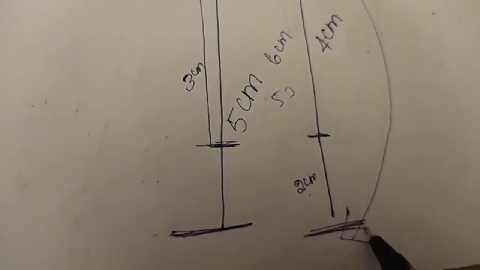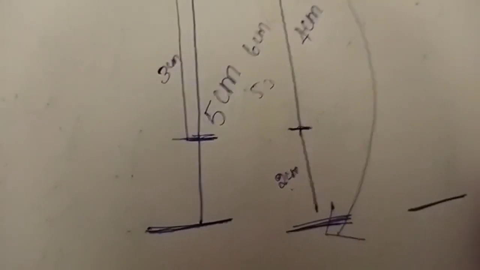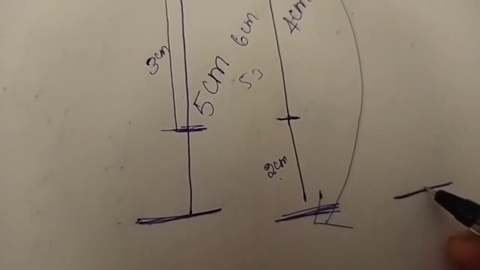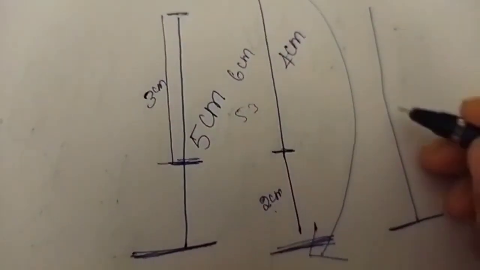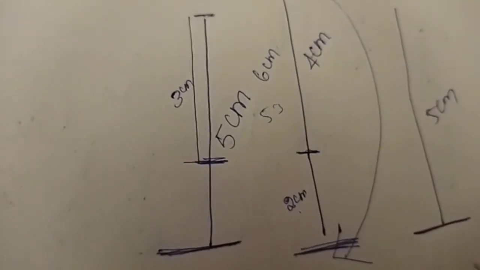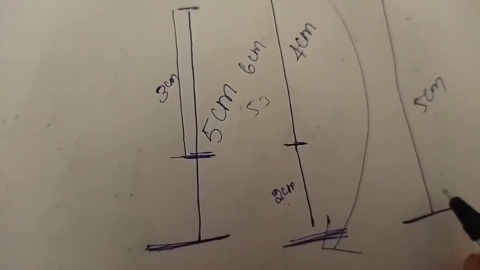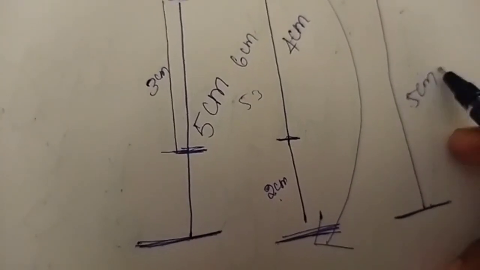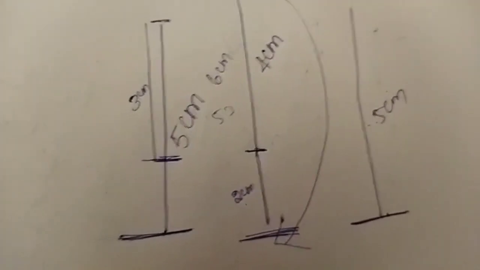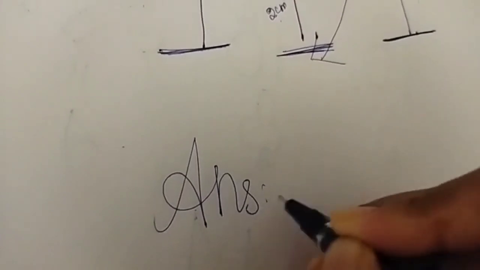Now it is given that it falls back 6 centimeter. Falling back 6 centimeter means it comes to the starting point again. So it is at the starting point. Now it climbs up another 5 centimeter. Now how much distance has it climbed from the starting point? So it has climbed only 5 centimeter from the starting point. So the answer is 5 centimeter.